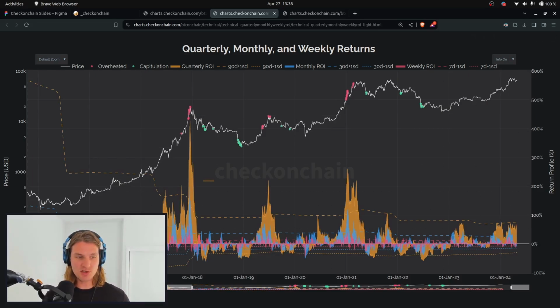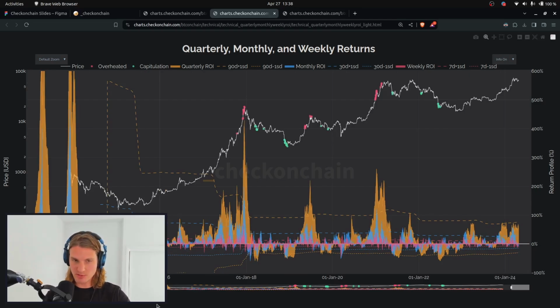Now, one last thing just to talk about the early epochs. What we're looking at in this price chart, so ignore all the dashed lines, it's the area charts that we really care about. This is the quarterly ROI in orange. In blue, we've got the monthly ROI, so literally monthly price performance rolling. And then in the red, we've got weekly.